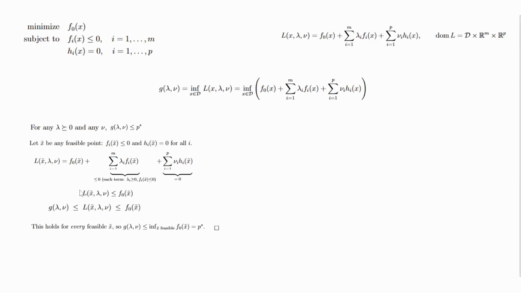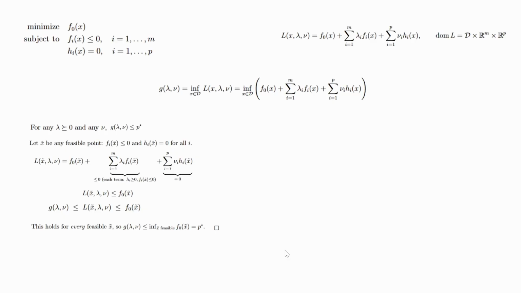But the simple idea is that g is just the infimum, or if you don't know that, the minimum of L. So g must be less than or equal to L. So you just put this in the inequality. What this means is that for every feasible x tilde, remember x tilde was totally arbitrary in the feasible set, g(lambda, v) is less than or equal to the infimum, given that x tilde is feasible, of f_0(x tilde), which equals p*.